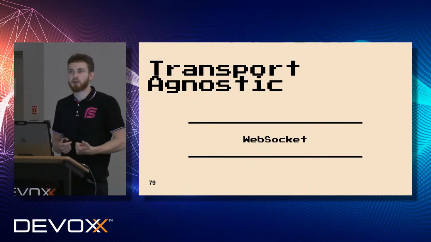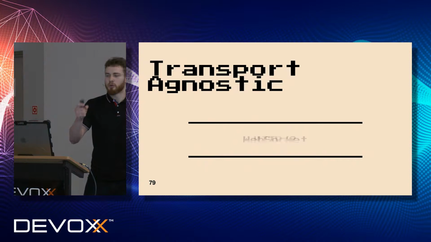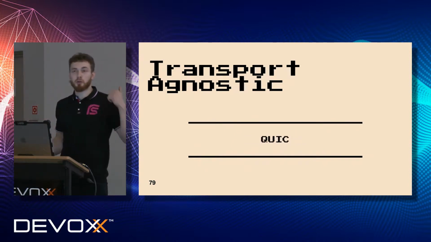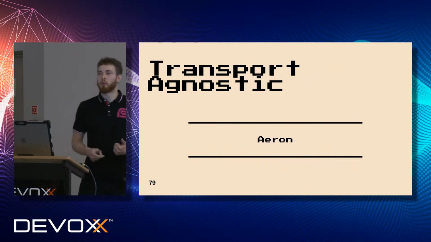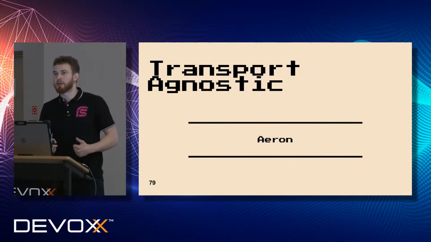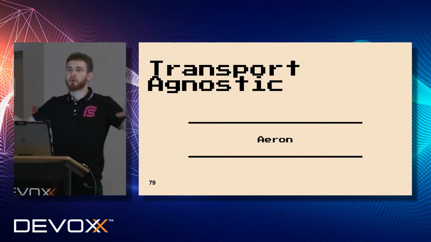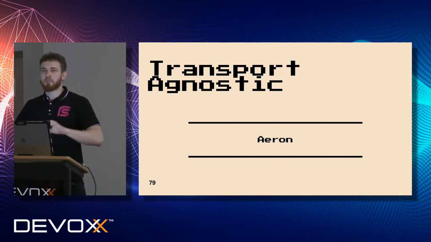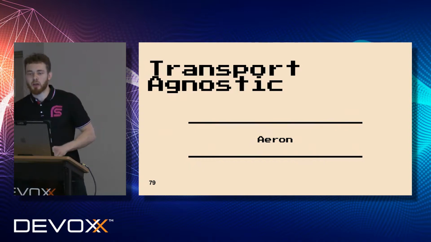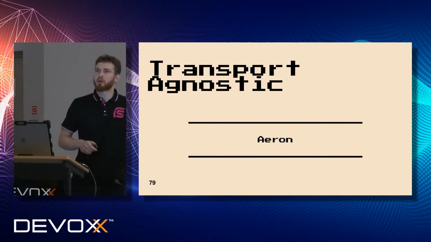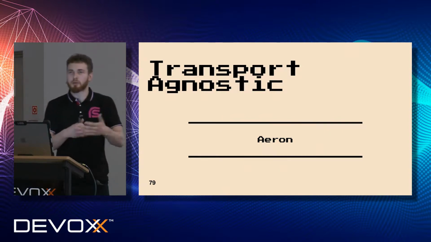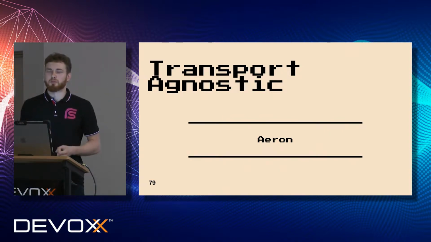You can use WebSocket between browser and server. You can use HTTP/2 if you want. There is support for HTTP/2 as well. You can use QUIC. You can use Aeron if you want, and Aeron is reliable UDP. So you can use the same protocol, the same API, the same behavior, and the same type of communication over any transport, because this is just a protocol, and there is no tight coupling with a particular transport.